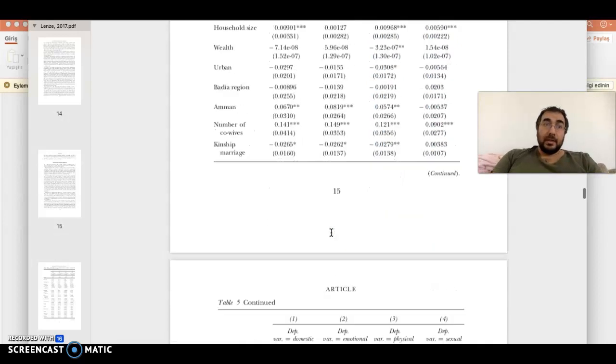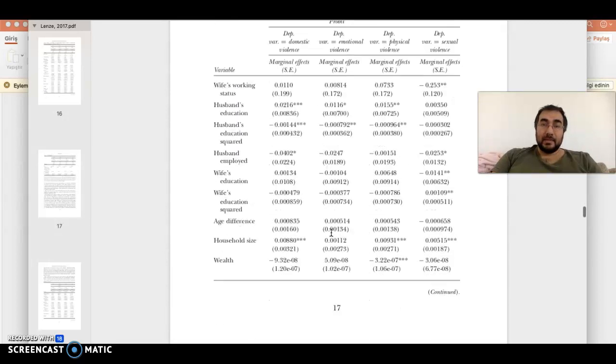So let's look at the second analysis, maybe briefly. Here the wife's working status has a decreasing effect on just sexual violence. Husband's education has a decreasing effect, but increases the physical and emotional violence, and wife's education decreases the sexual violence. Husband employed decreases the sexual violence. Wife's education is decreasing the sexual violence clearly.